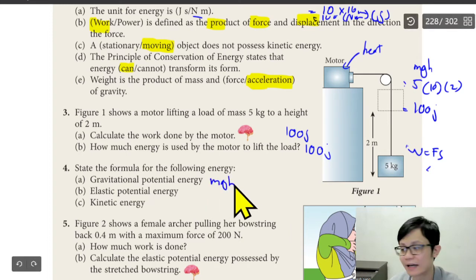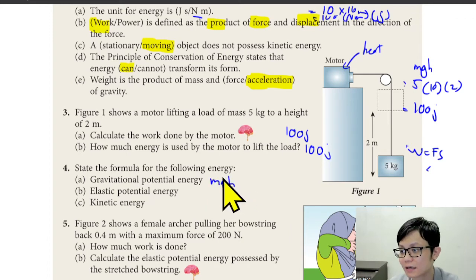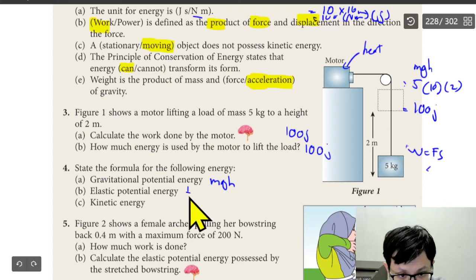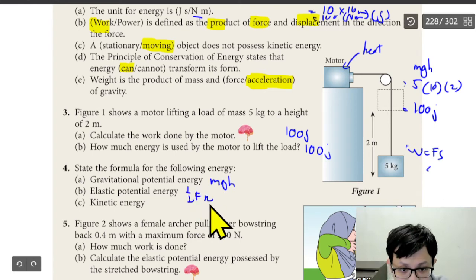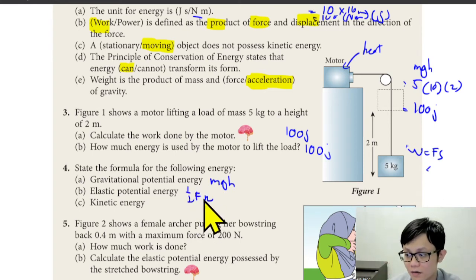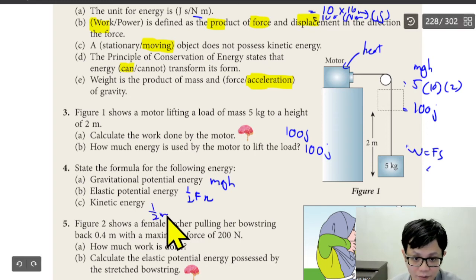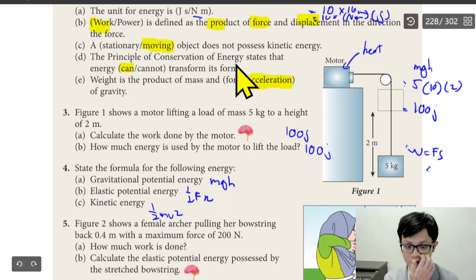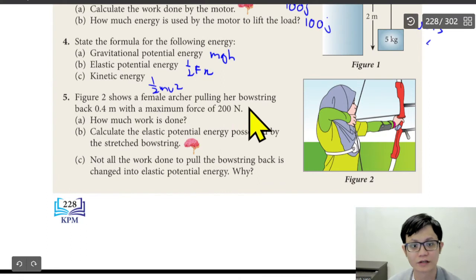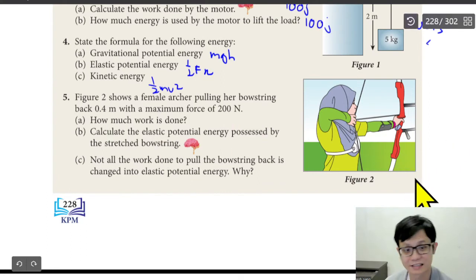Elastic potential energy is half Fx. F is the force of compression and x is the displacement. Kinetic energy we already know, half mv squared. Figure 2 shows the archer pulling the string. So basically, an archer pulling a string is elastic potential energy.